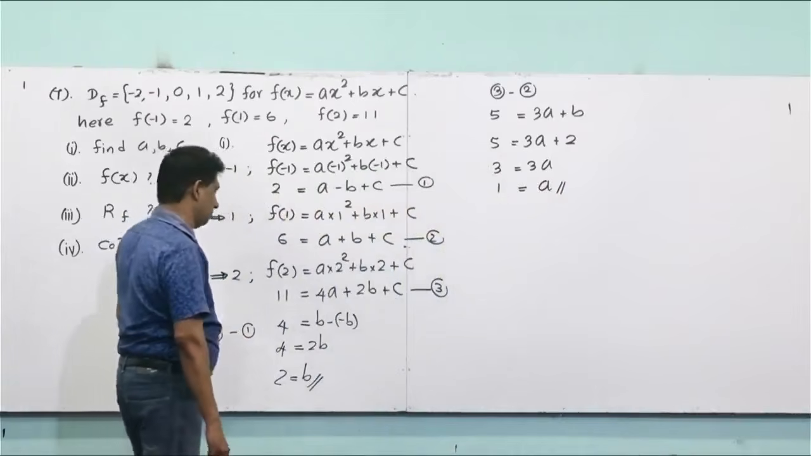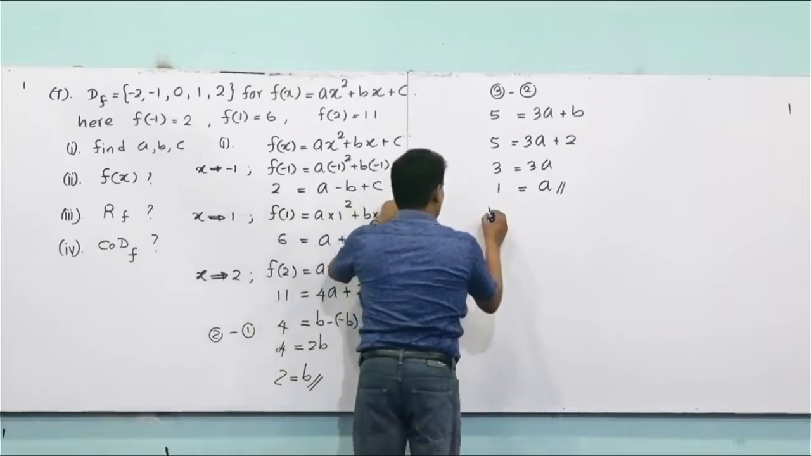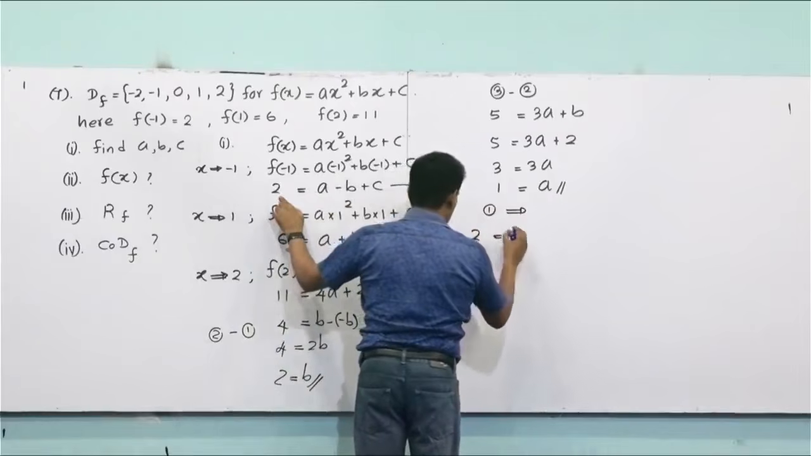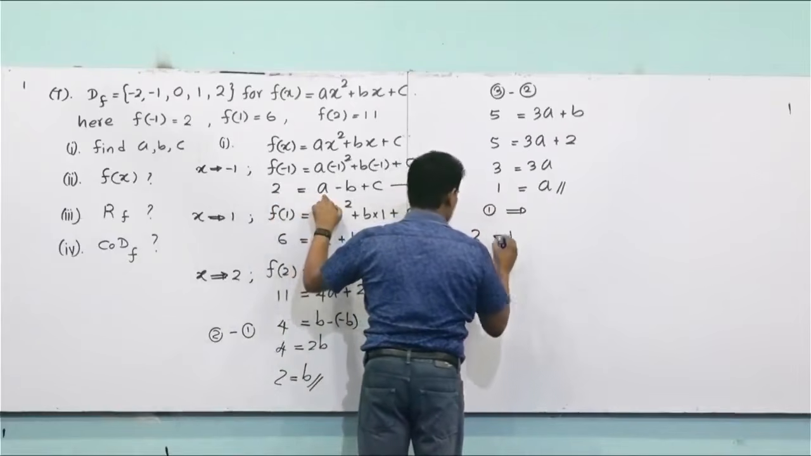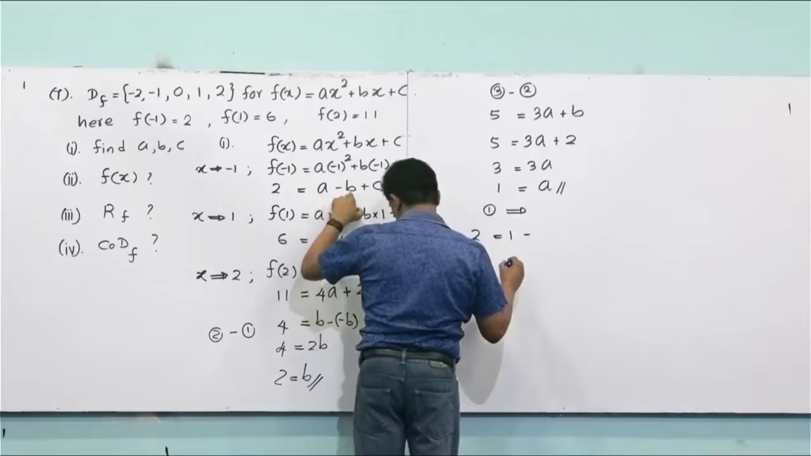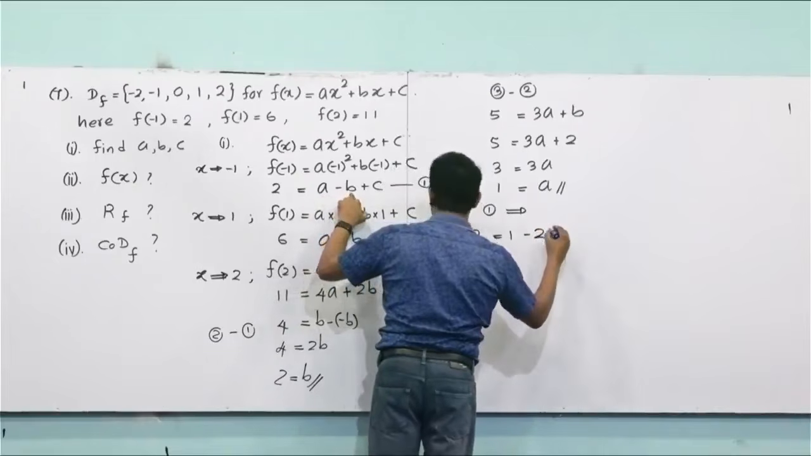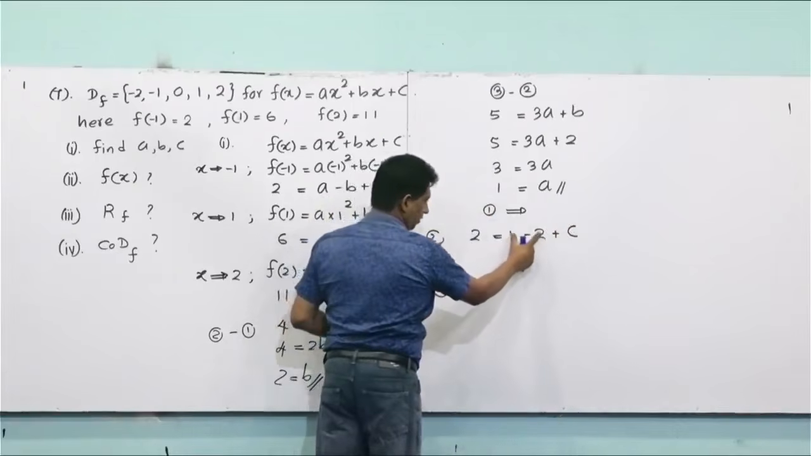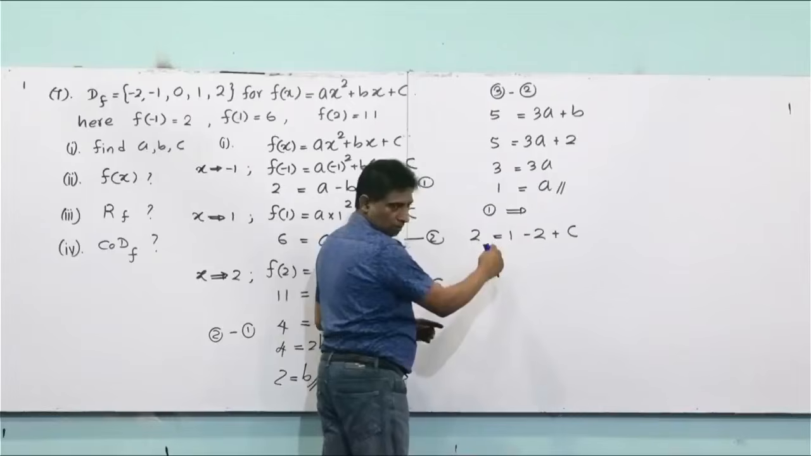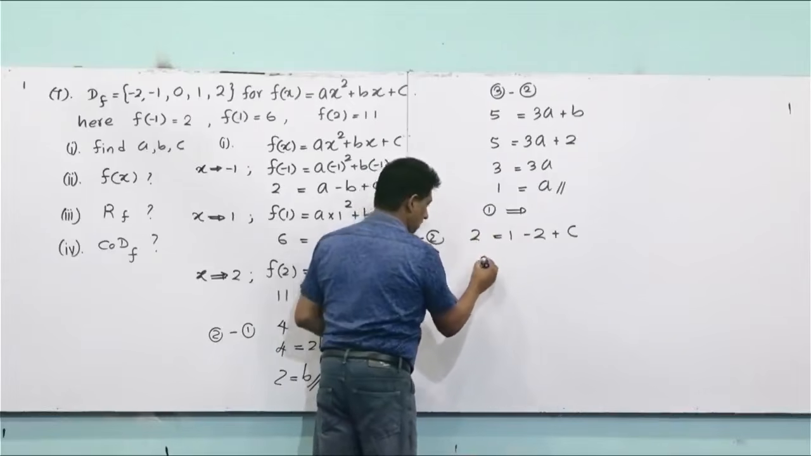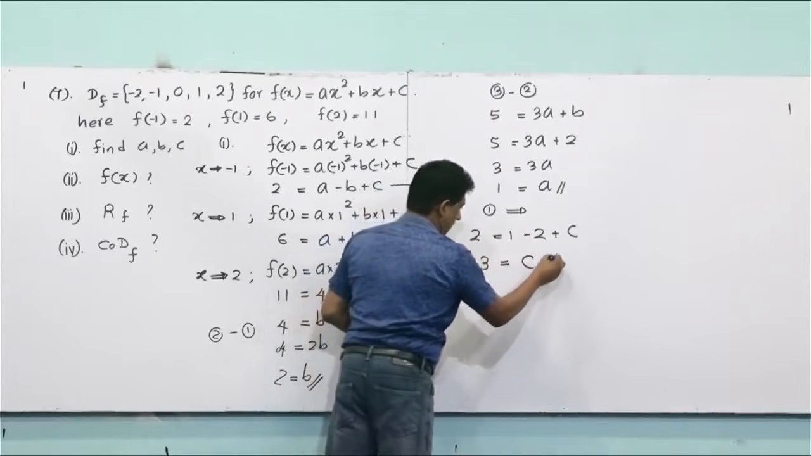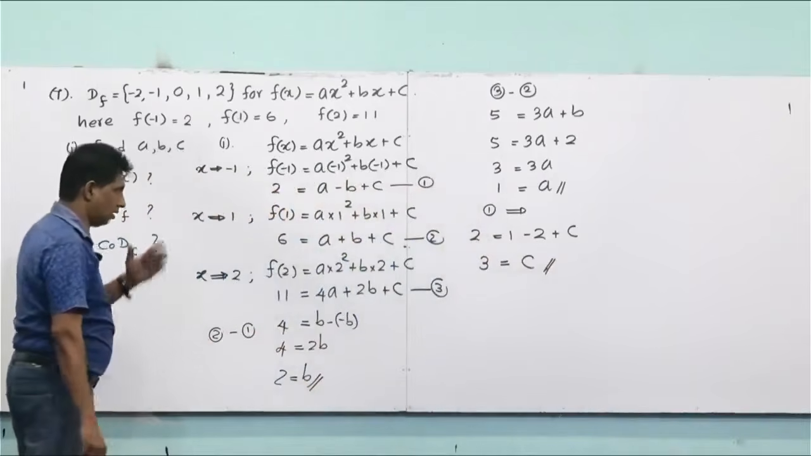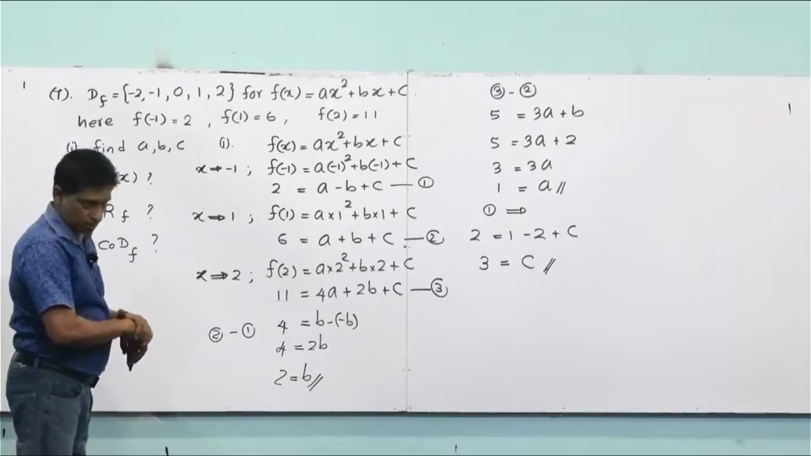Then we can substitute these values into equation 1. Then 2 is equal to, for A we substitute 1, minus, for B we substitute 2, plus C. 1 minus 2 means minus 1, we take minus 1 to this side. Then 2 plus 1 means 3. Then the value of C is 3. These are the values for A, B and C.